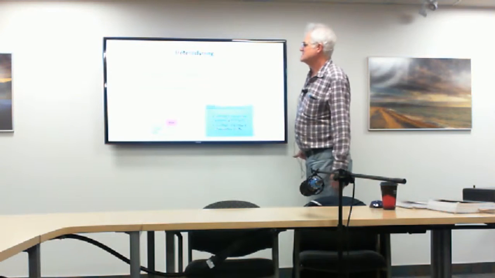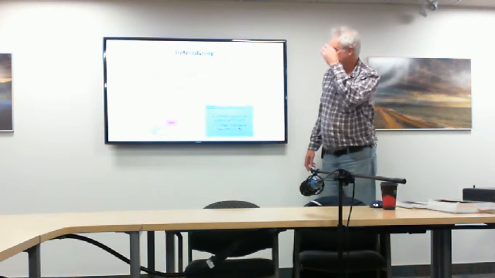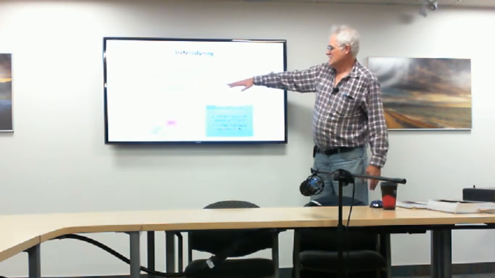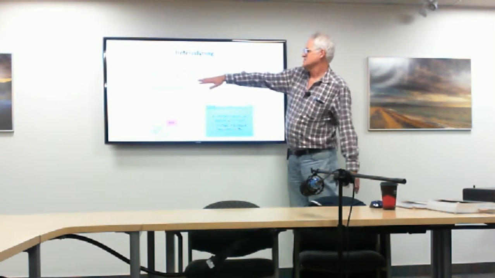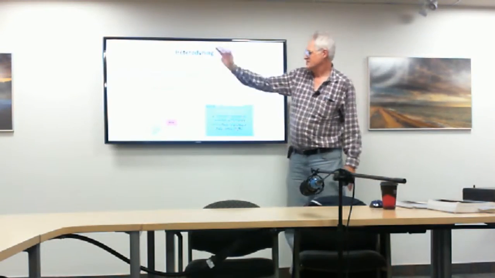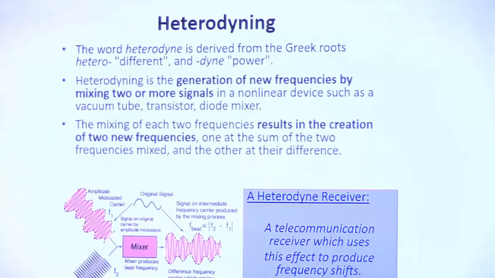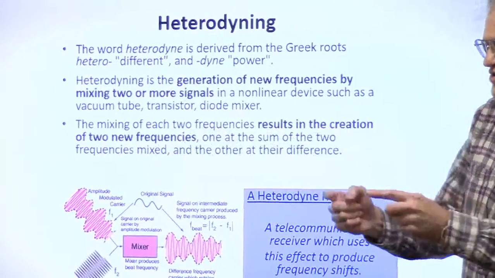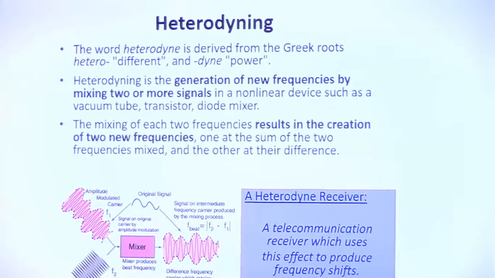All right, here's just some terminology. I think we talked briefly about this yesterday. The term heterodyning is where we mix two or more signals in a nonlinear device, such as a tube, transistor, or diode mixer. As I think I mentioned briefly with transmitters, when we put in two frequencies, we basically end up with a result of four.